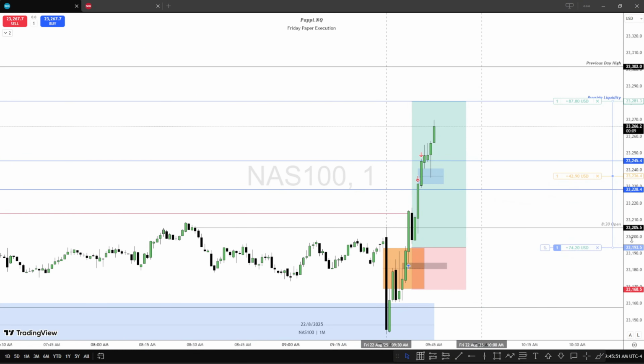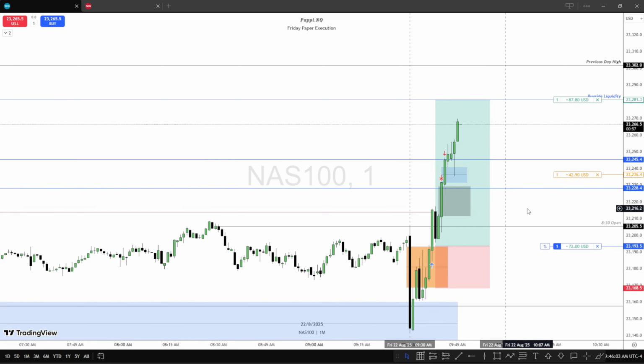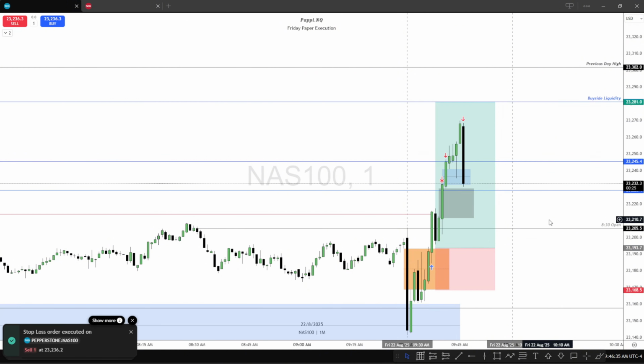Yes, I'm checking my stop loss just beneath that swing low that we had there. Also inside that fair value gap too. Yeah, so I got stopped out at break even, but it's alright.